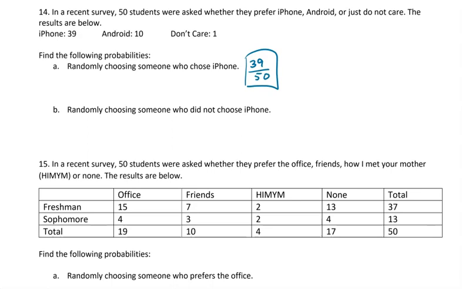If we say randomly choosing someone who did not choose iPhone, again, we have our 2 options. Either first, we can do, if there was 39 people who did choose iPhone, the other 11, which I'm just getting by doing 50 minus 39, must not have. So that'd be our answer. Or you could have also just taken the number of Androids and the number of don't care answers and added those together. You'd still get 11. Either way works.